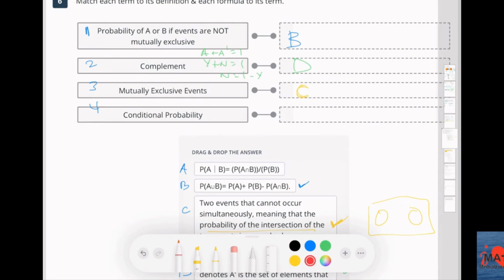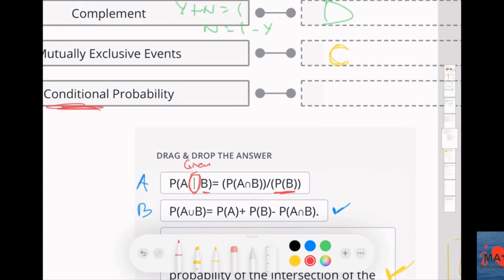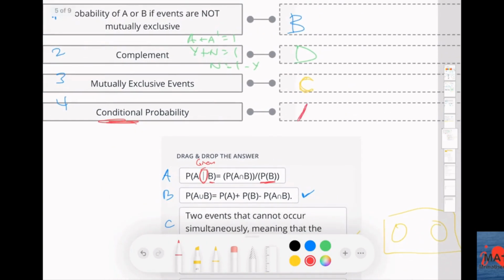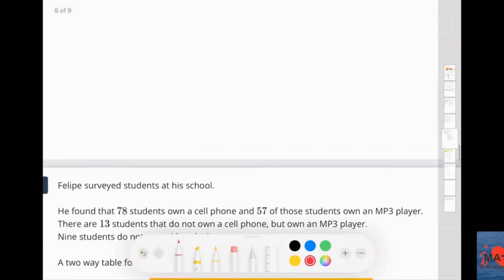And then number 4, conditional probability. Remember, conditional probability, you have this condition, given B, so that was in the denominator, and then the intersection of both A and B. So this one is A.